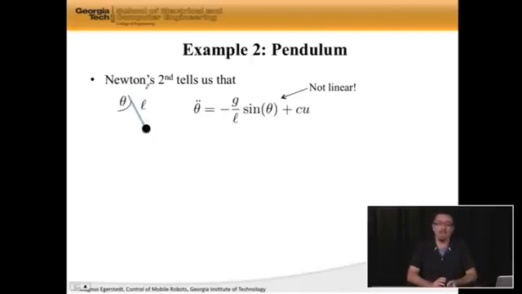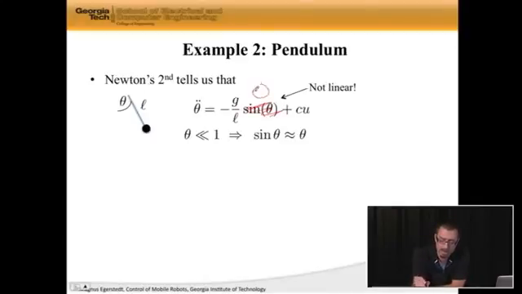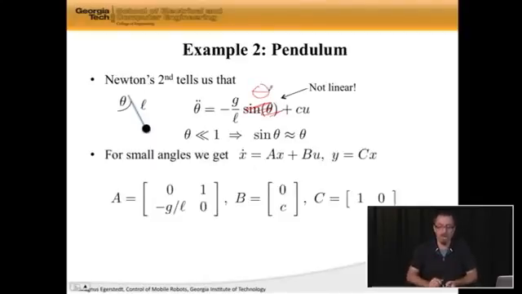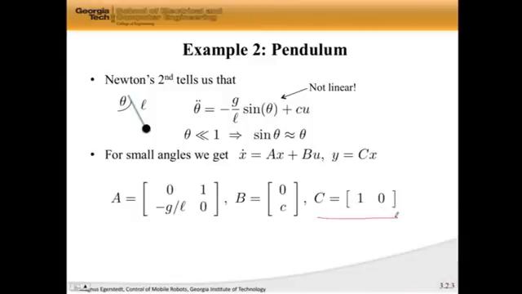Ouch, sine theta is not linear, so we actually cannot write this as an LTI system. But here is something we can observe. For small thetas, sine theta is roughly equal to theta. So what we can do for small angles is replace this thing by theta. So let's do that. For small angles, if we measure the angle, then y is simply 1, 0, where we're taking out the angle and not the angular velocity, because the state in this case is theta, theta dot.